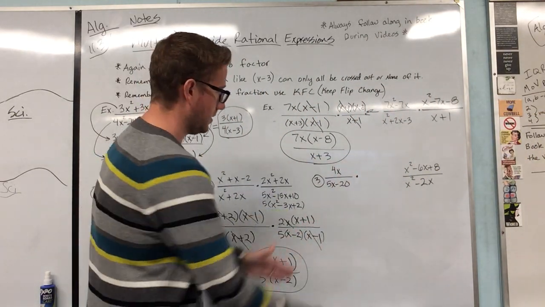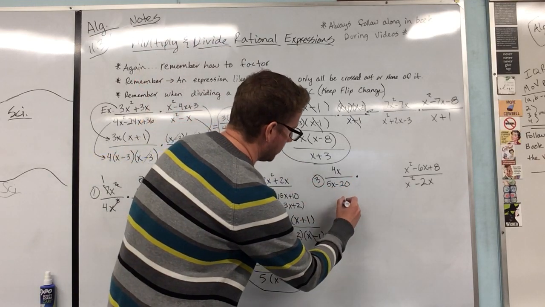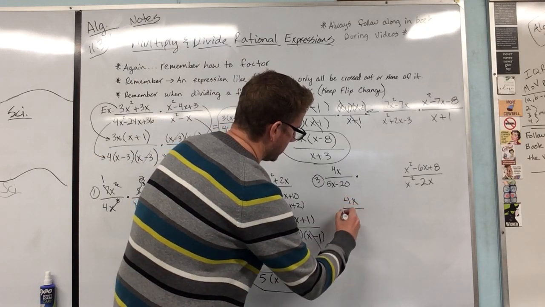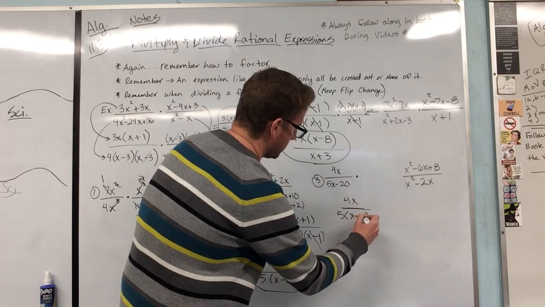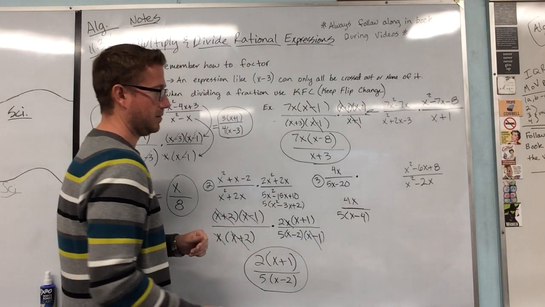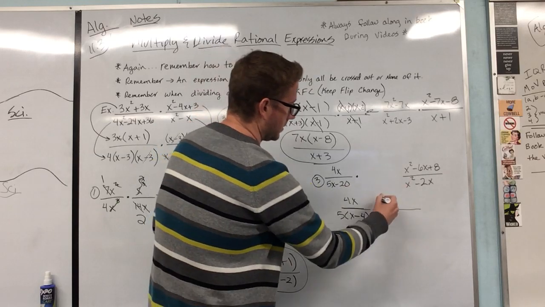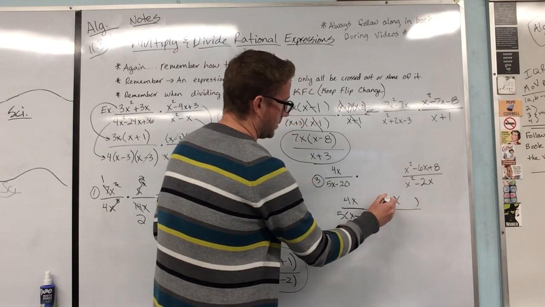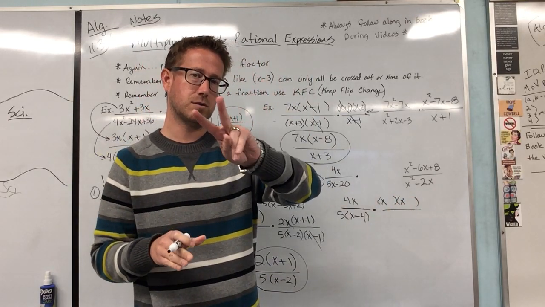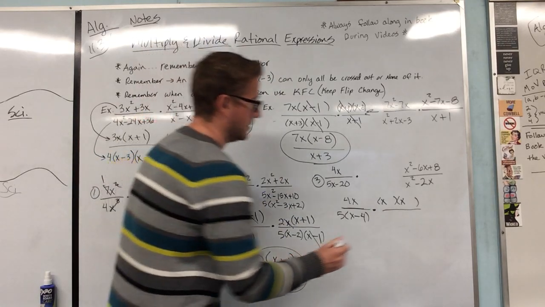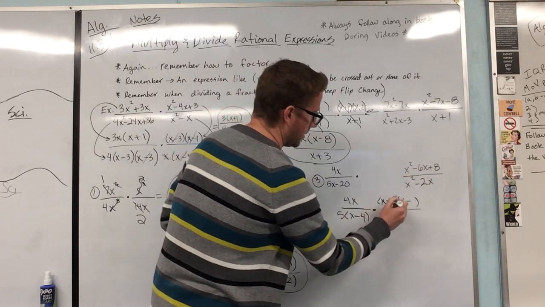All right. 4x, can't do anything with it. 5x minus 20, I can take a 5 out. So I'm going to go 4x over, take a 5 out. What's left over? X minus 4. All right. Multiplication sign. What can I do here? That's a trinomial. I can factor that trinomial. There's x. There's x. 8 could be 4 and 2. I like that. 4 and 2 can make 6. So we're going to go minus, minus.